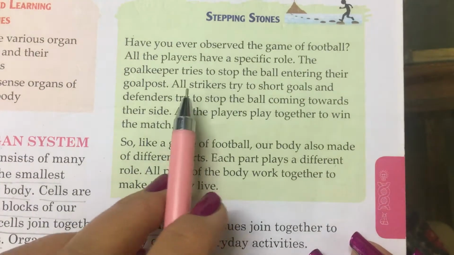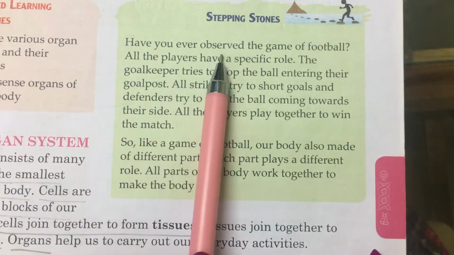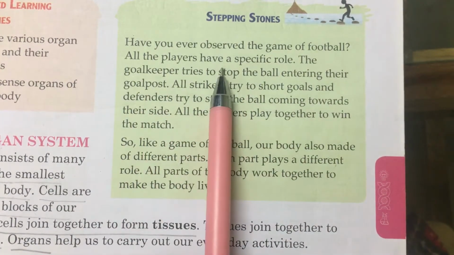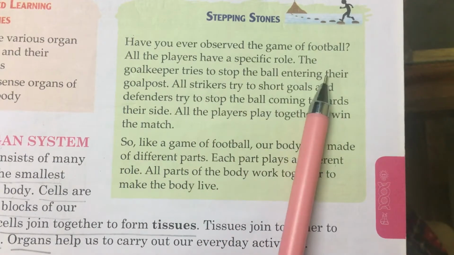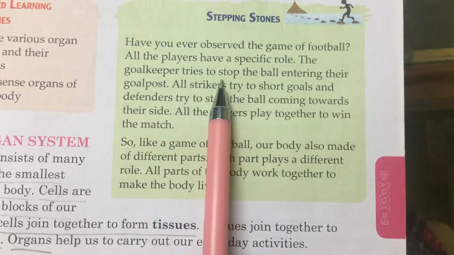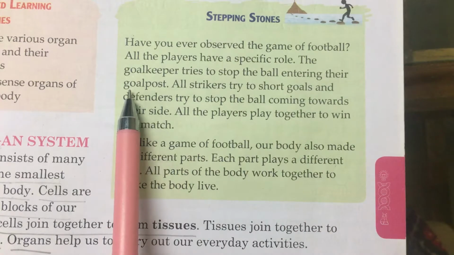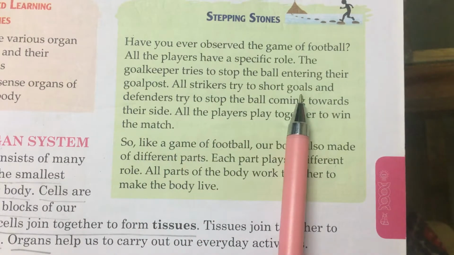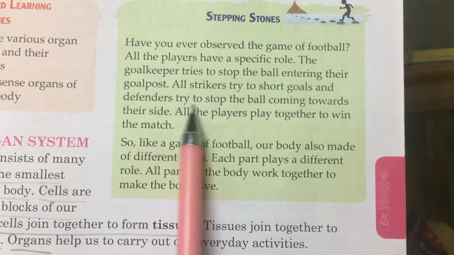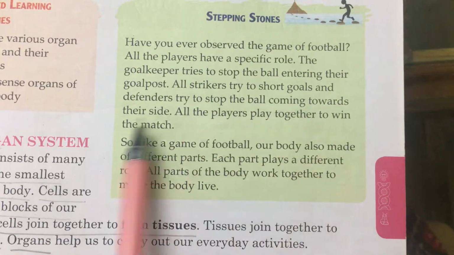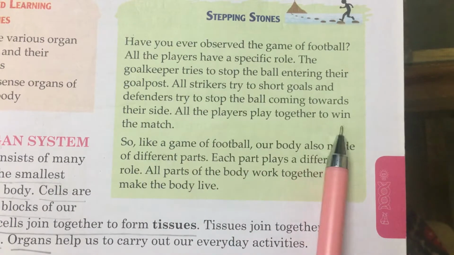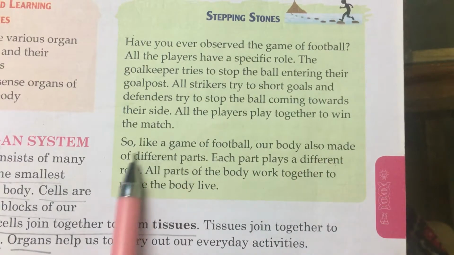Stepping Stones. Have you ever observed the game of football? All the players have a specific role. The goalkeeper tries to stop the ball entering their goalpost. All strikers try to shoot goals and defenders try to stop the ball coming towards their side. All the players play together to win the match.